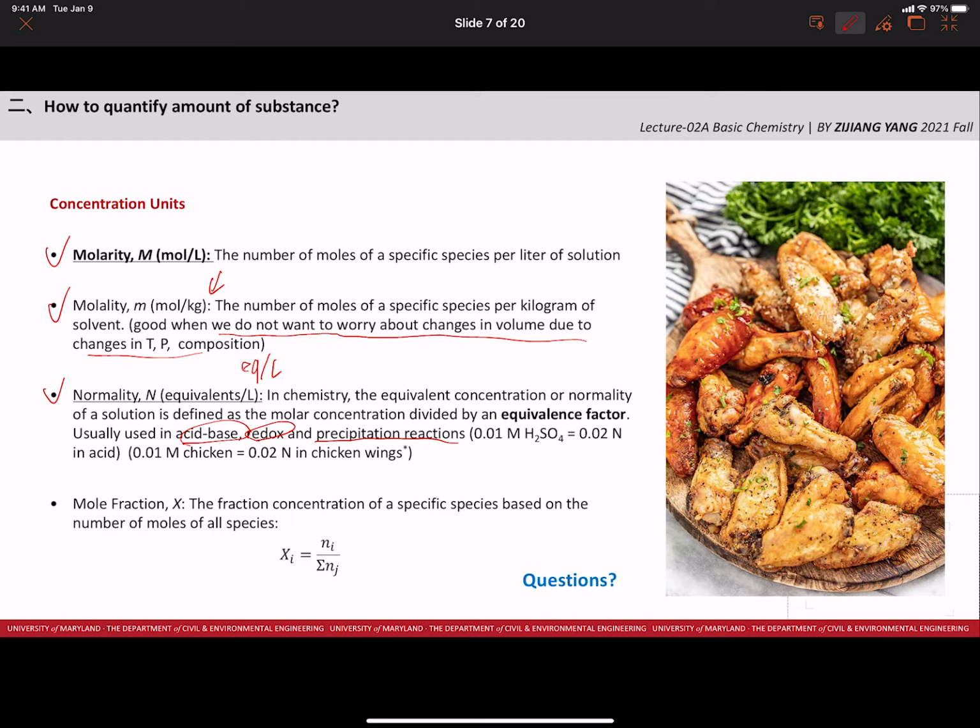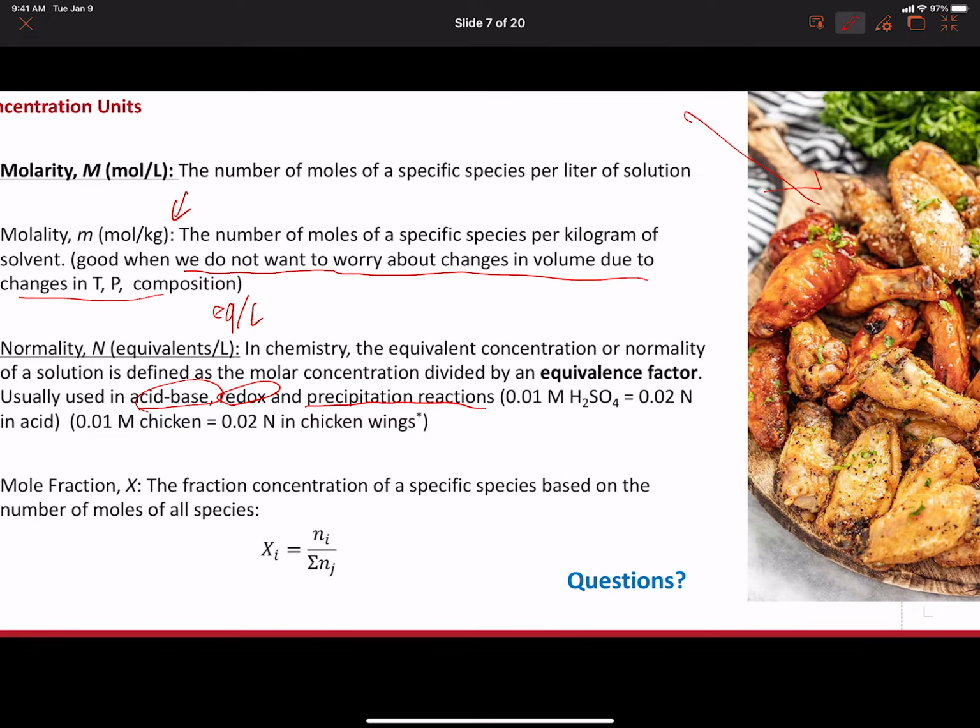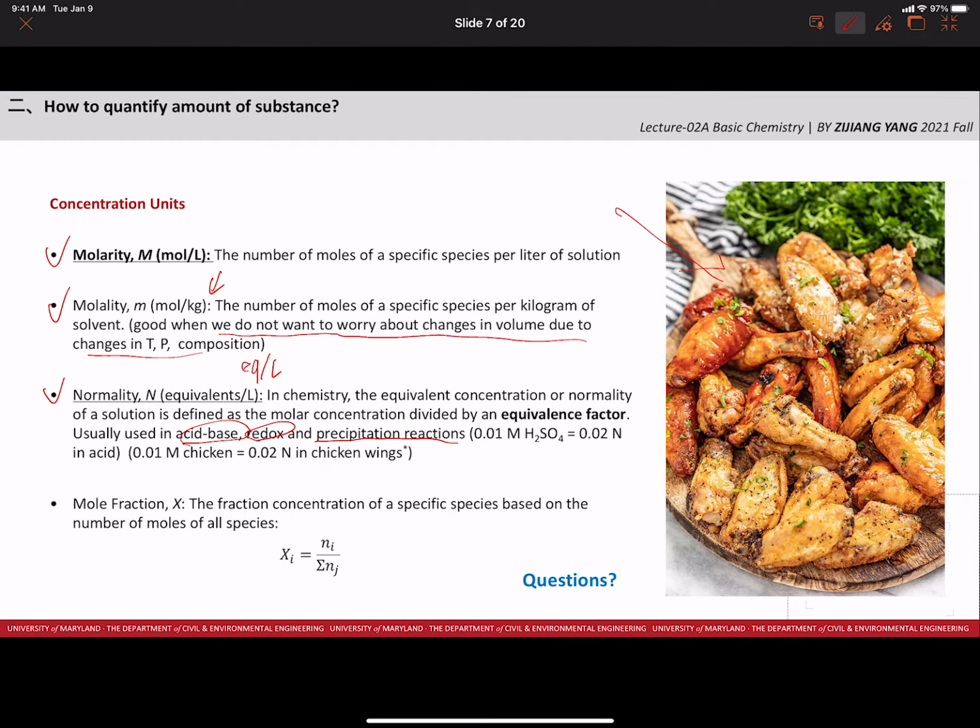So 0.01 molar H2SO4 equals 0.02 equivalent in acid. And here's another example. I think this looks better than KFC last time, right? So I like chicken wings. And so for me, 0.01 molar of chicken is equivalent to 0.02 of chicken wings, because each chicken has 2 wings. And we also have the mole fraction, which is defined as the mole of the species of interest divided by the total mole of the species.